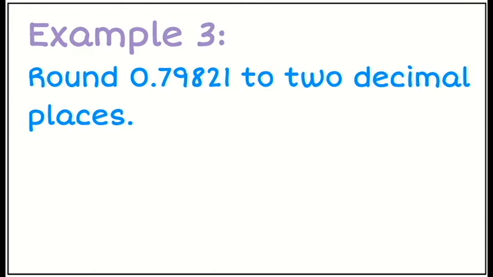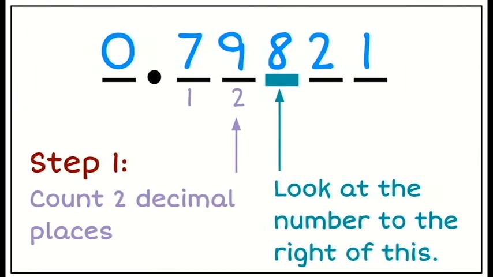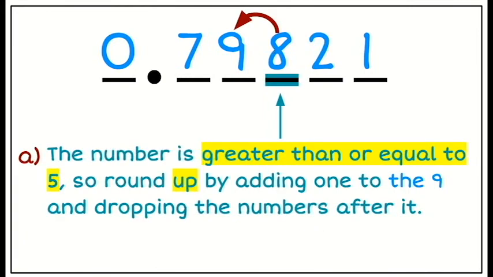What if I want to round 0.79821 to 2 decimal places? So again, count the first 2 decimal places, 0.79. Look at the number to the right of that, which in this case is the number 8. So because that 8 is greater than or equal to 5, I need to round up. So I need to add 1 to the 9 and drop the numbers after it.